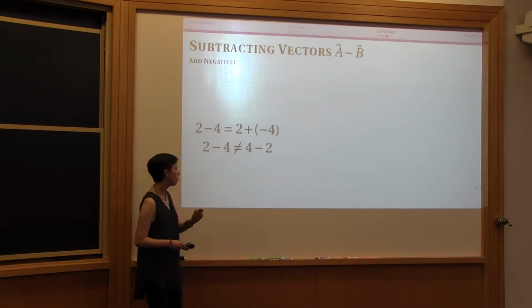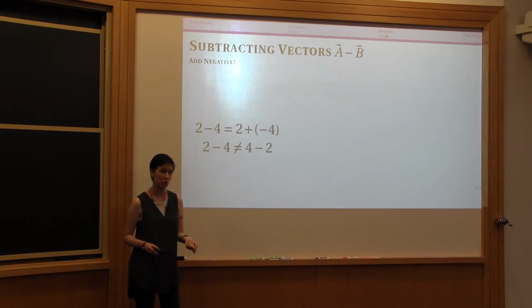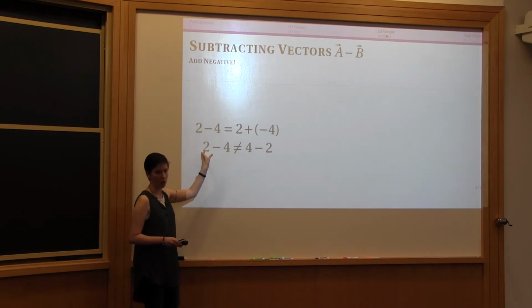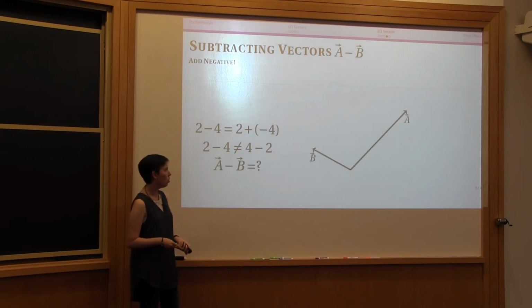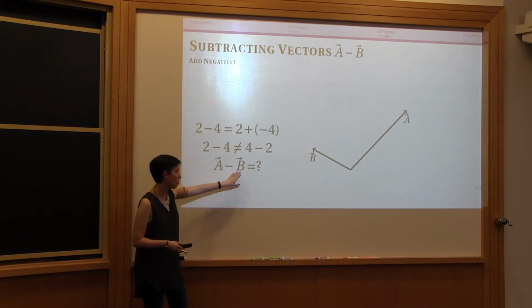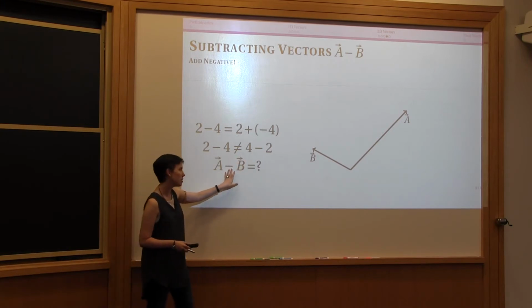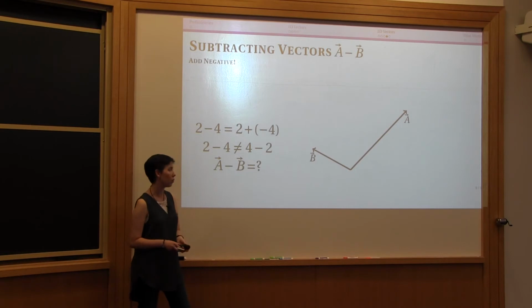The second thing to remember is that 2 minus 4 is not the same thing as 4 minus 2. So the order of subtracting vectors is very important. Addition doesn't have this problem. Addition, the order doesn't matter. But in subtraction, it's very important to get the order right. So let's, in this case, subtract vector B from vector A. And again, it's important to note that B is the one that is going after the subtraction symbol, and so we need to make sure that we preserve that order.